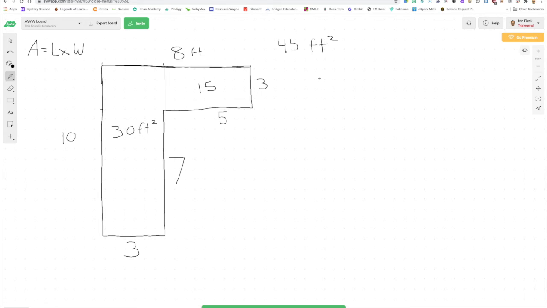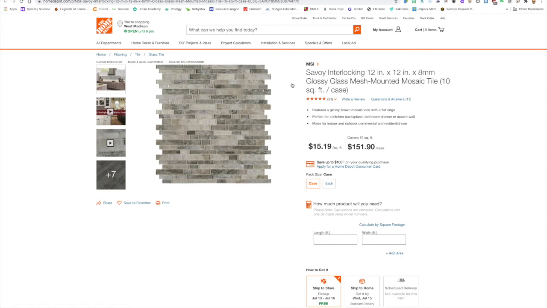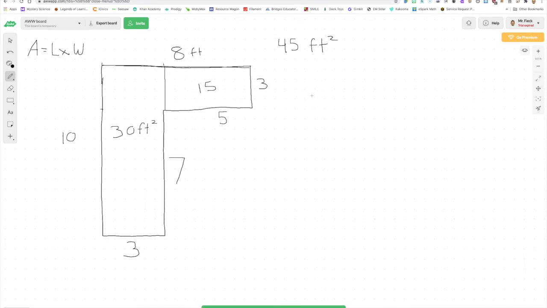Now I need to figure out how much it's going to cost. Well, if I go back to the tile I liked from Home Depot, it's $15.19 a square foot. So I need to do $15.19 times 45.